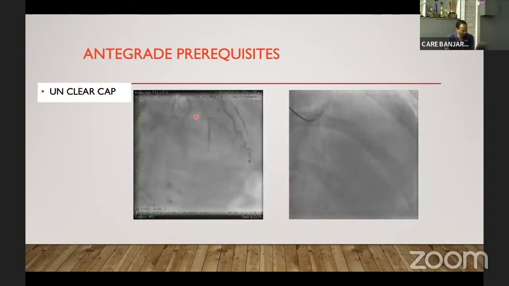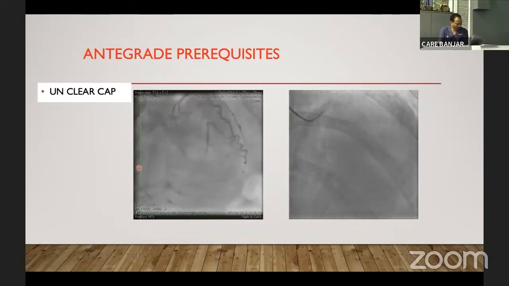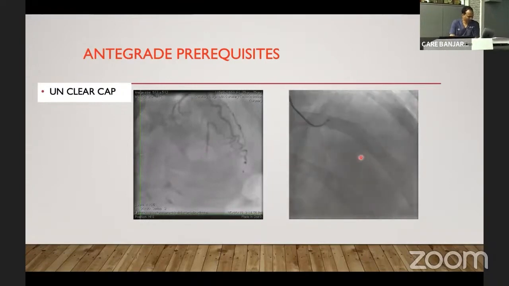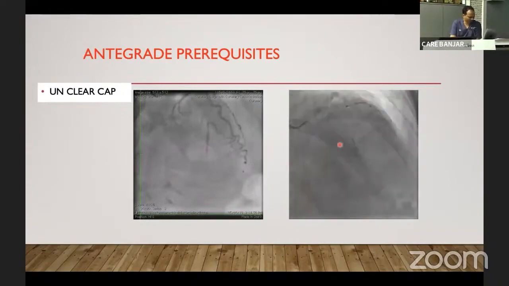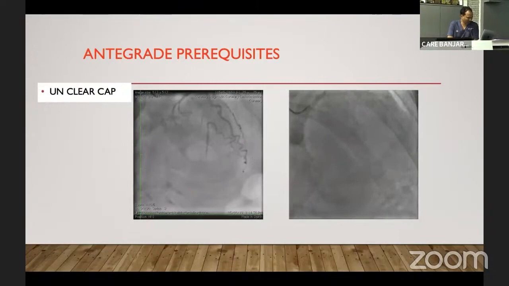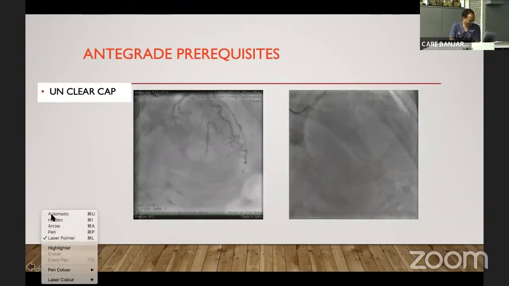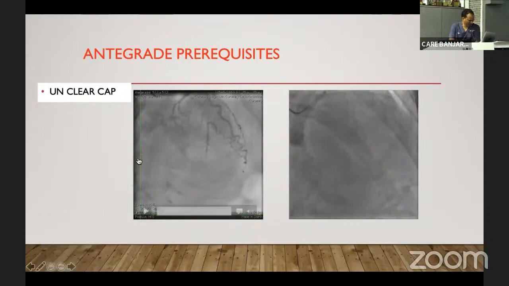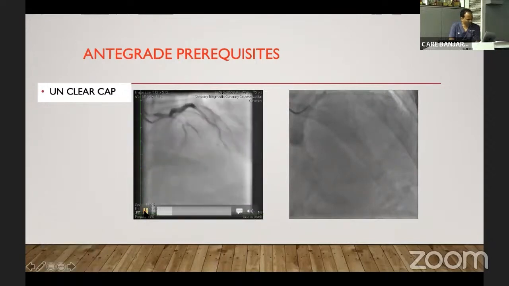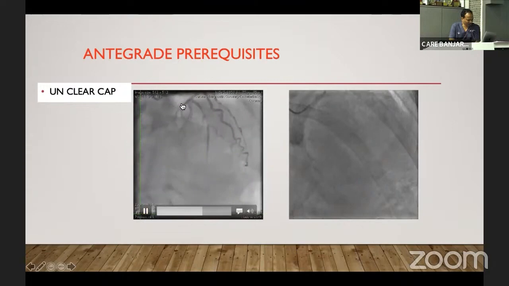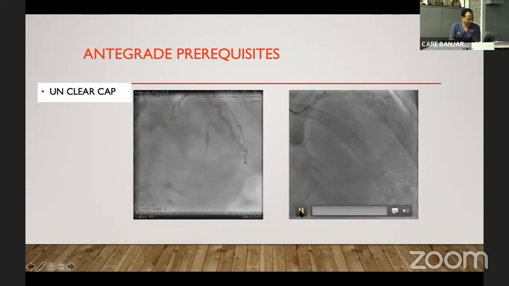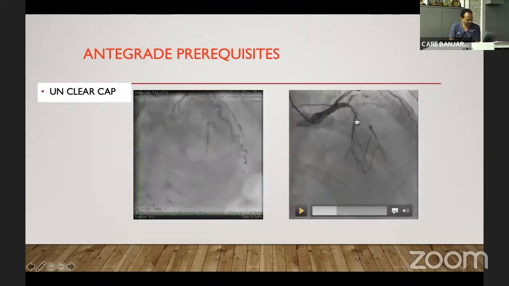Let's see here. What happened here? You don't know where you have to perforate. It's a kind of ambiguous cap. Let me just change to an arrow. So you don't know where you have to perforate. It's all ambiguous. You can see here whether I have to perforate here, here, or here. You don't know where the continuity of the LAD exists.